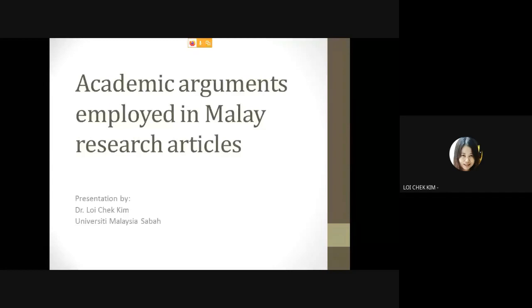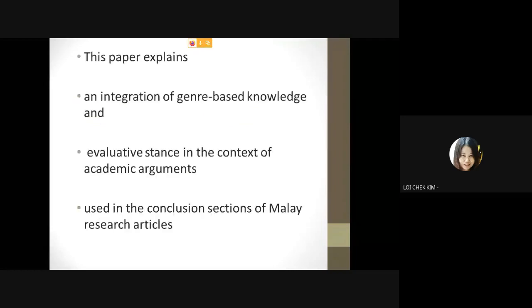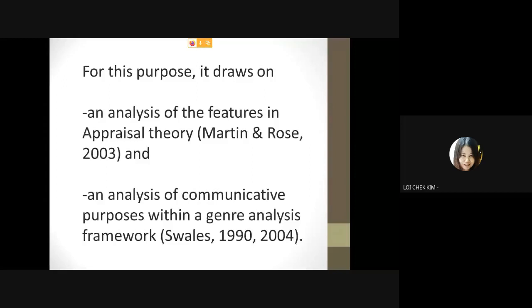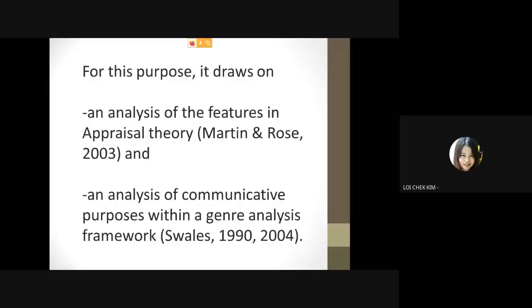This paper explains an integration of genre-based knowledge and evaluative stance in the context of academic arguments. These arguments are used in the conclusion sections of Malay research articles. For this purpose, it draws on an analysis of the features in appraisal theory by Martin and Rose, 2003, and an analysis of communicative purposes within a genre analysis framework by Swales, 1990 and 2004.